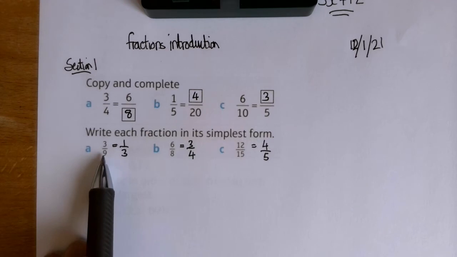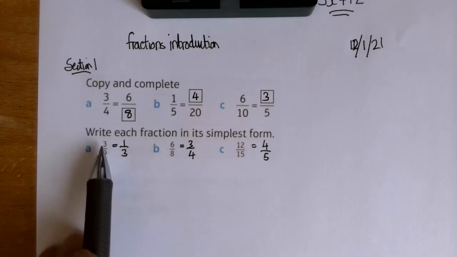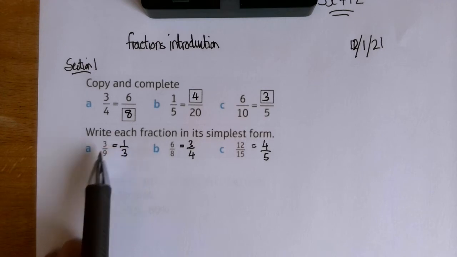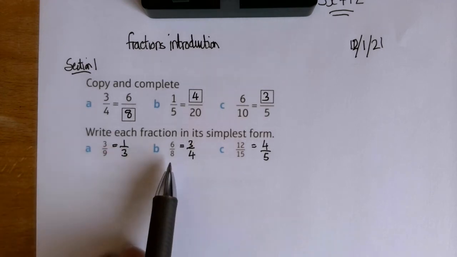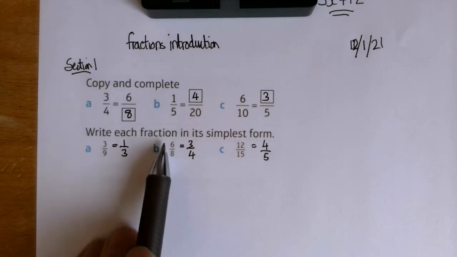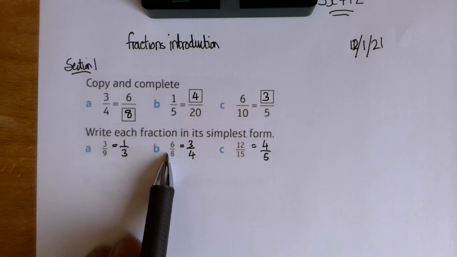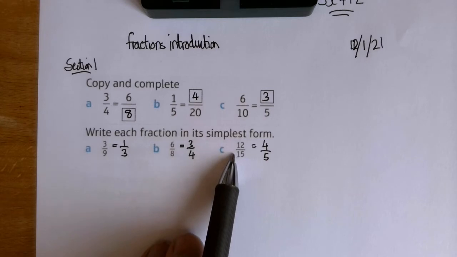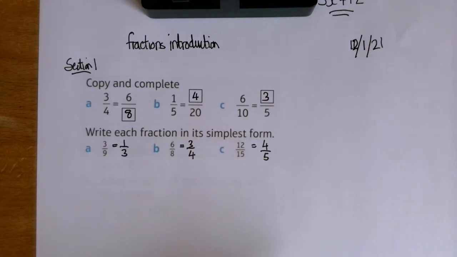And here, when we want to simplify a fraction, we just ask a simple question. What can I divide the numerator and denominator by? In this case, it was 3. They were both in the 3 times table. How many 3's in 3? How many 3's in 9? In this one, it was 2. I could divide them both by 2. And in this one, a bit trickier, but they are both in the 3 times table. So 12 divided by 3 is 4, 15 divided by 3 is 5. So we get 4/5.